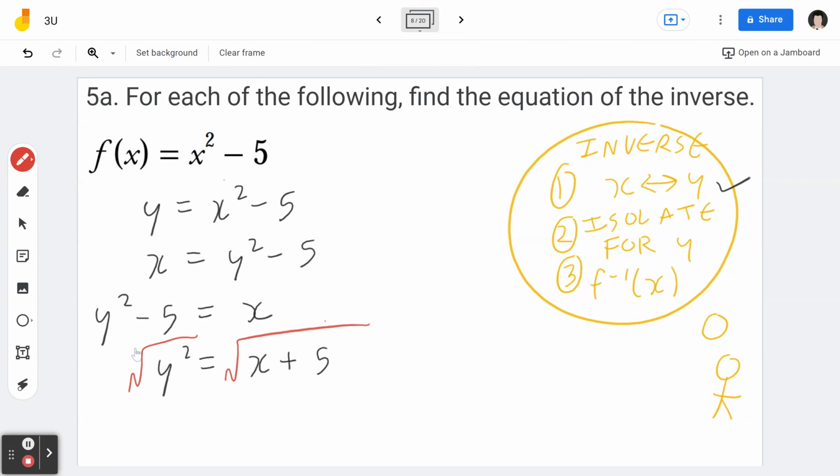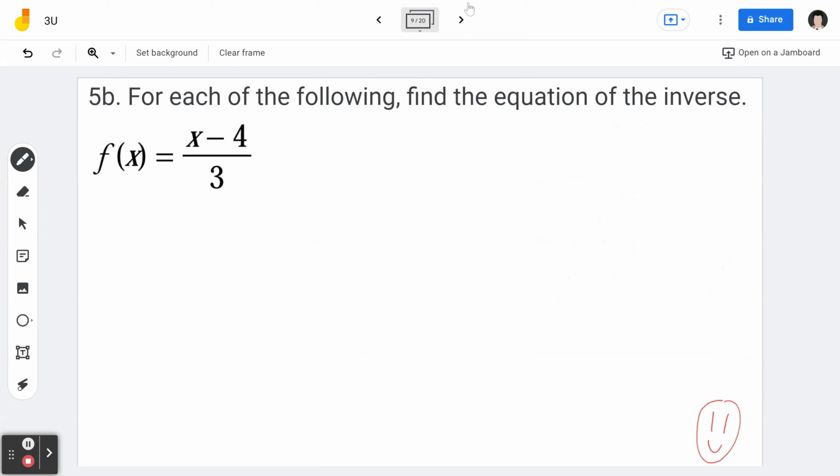Again, if this is all you have, this is not the perfect answer yet. When you find the square root, there are 2 cases, plus and minus, just like that. So really, the inverse of f of x is going to be plus or minus square root of x plus 5. Great starter, great finisher.